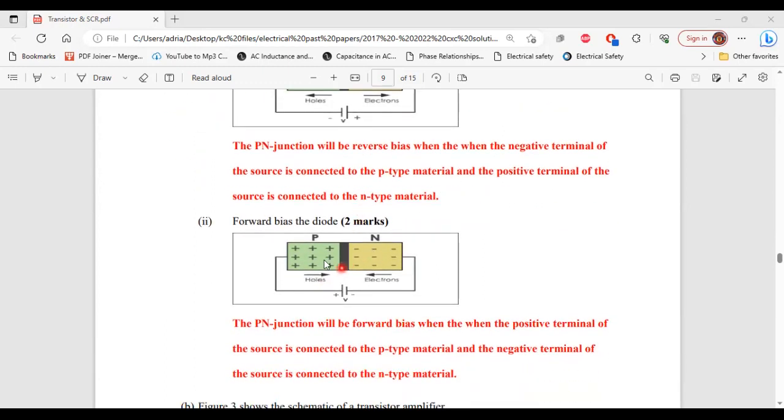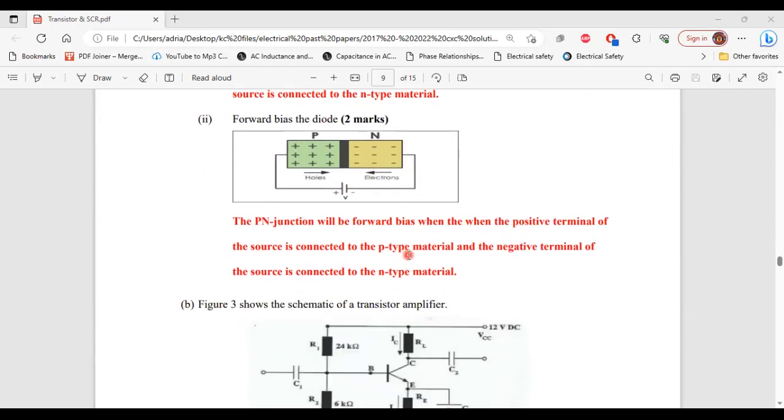Part 2, looking at the diagram, we can see that the positive terminal of the source is connected to the p-type material, and the negative terminal of the source is connected to the n-type material. So this is how the terminals of the source must be connected to the PN junction of the diode for it to be in forward bias. All right, so that's it for part 2. So let's move on to part B.